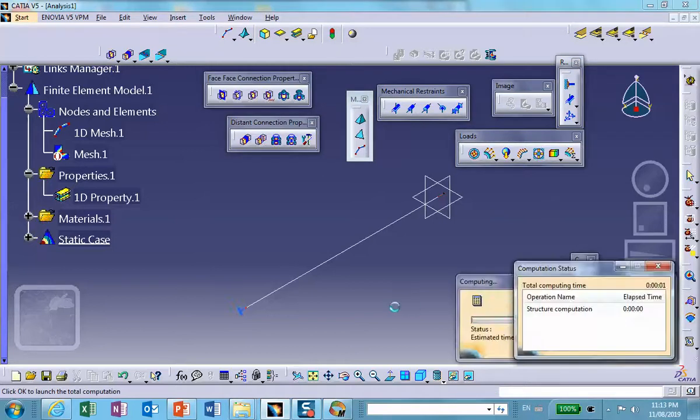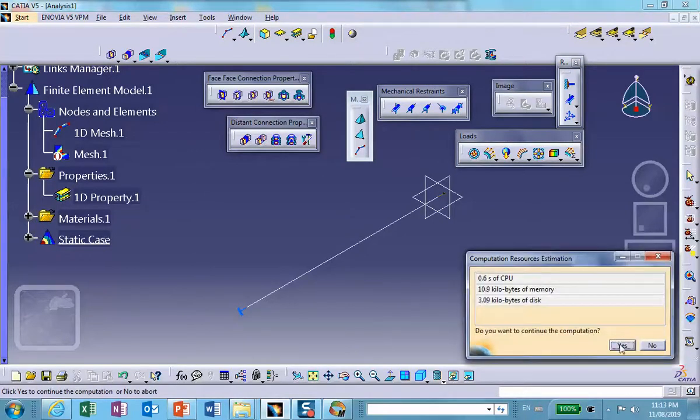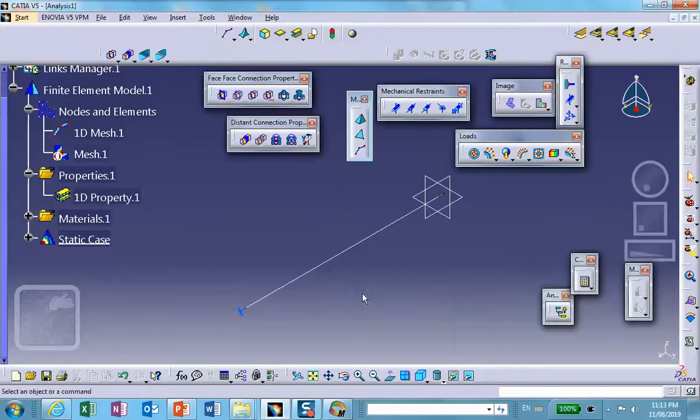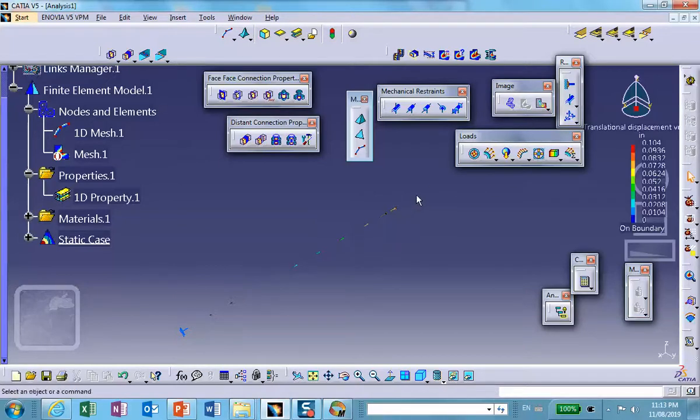Not a big deal. This is basically a bar under tension. And let's look at, first of all, the deformation or displacement. Yep, you can see that. All right. Now, Catia cannot plot... The only plot that Catia can provide you for beams is principal stress, the axial stress. So let's go and plot the principal stress right there.